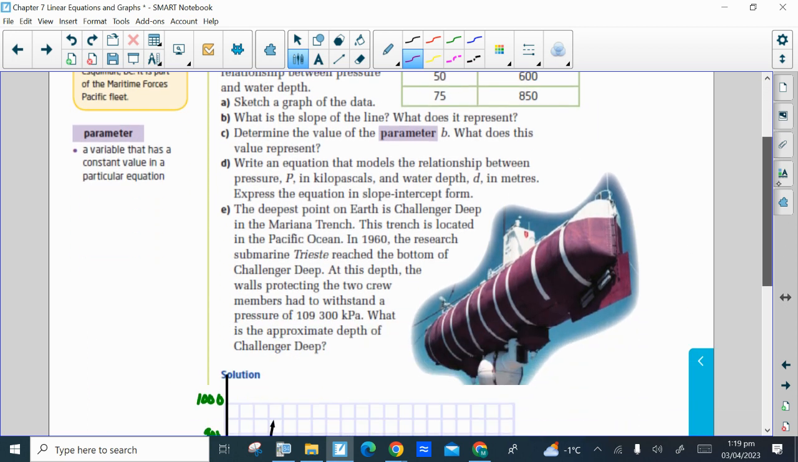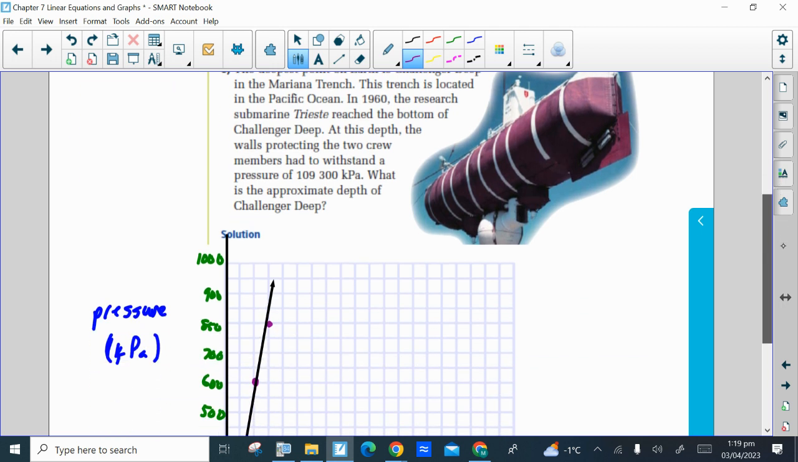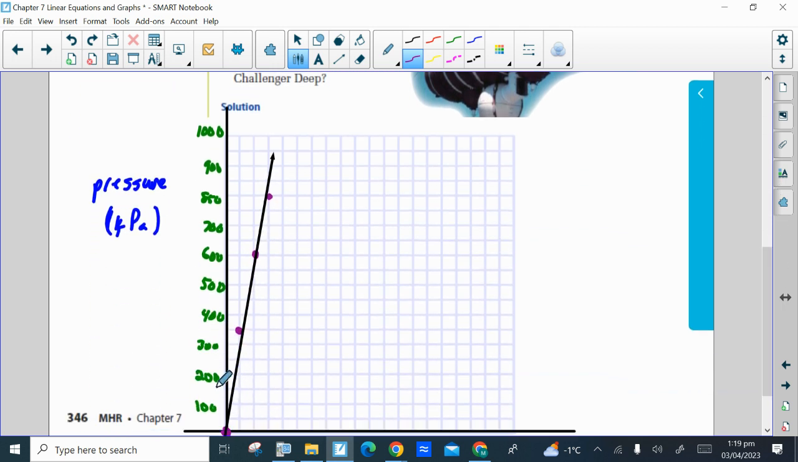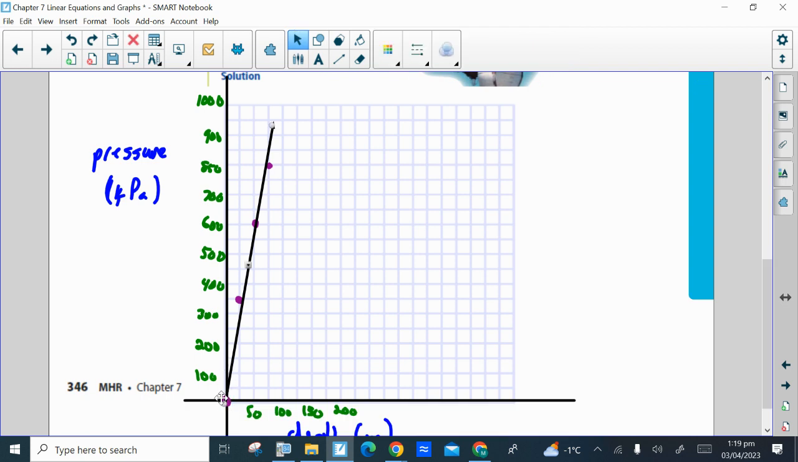So, part B says, what is the slope of the line? So we got to count the rise and the run. So we're going from 0, oh, I know why this is wrong. I apologize. I knew something wasn't quite right. Because it starts at 0, 100. It doesn't start at 0, 0. I started at 0, 0, and I should have started at 0, 100. That's better.